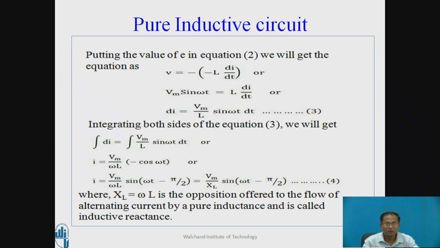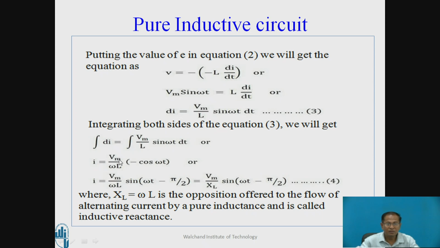Now, substitute the value of E in equation 2, we will get V is equal to minus, in the bracket, minus L di by dt. Therefore, V is equal to L di by dt. As we know, V is equal to Vm sin omega t. Now, rearrange the terms. So, di is equal to Vm upon L sin omega t into dt, equation number 3. Now, integrating both sides of the equation, we will get the integration of di is equal to the integration of Vm upon L sin omega t dt. Now, take the integration.